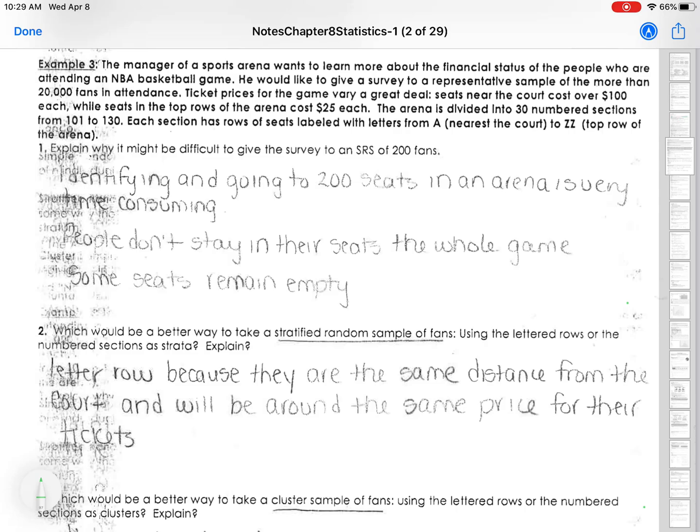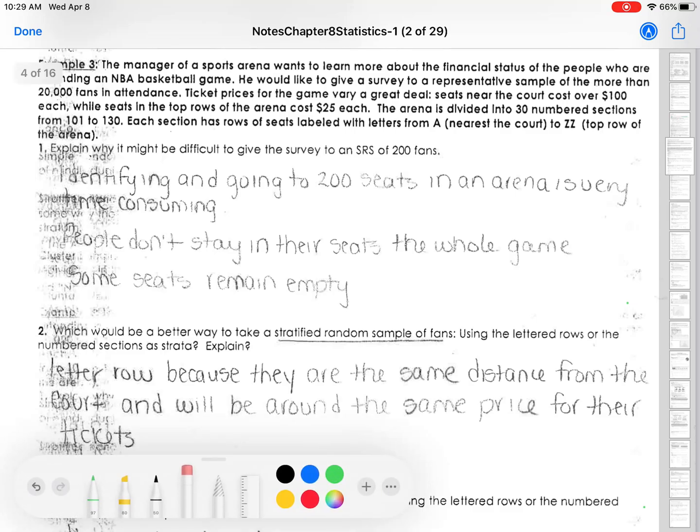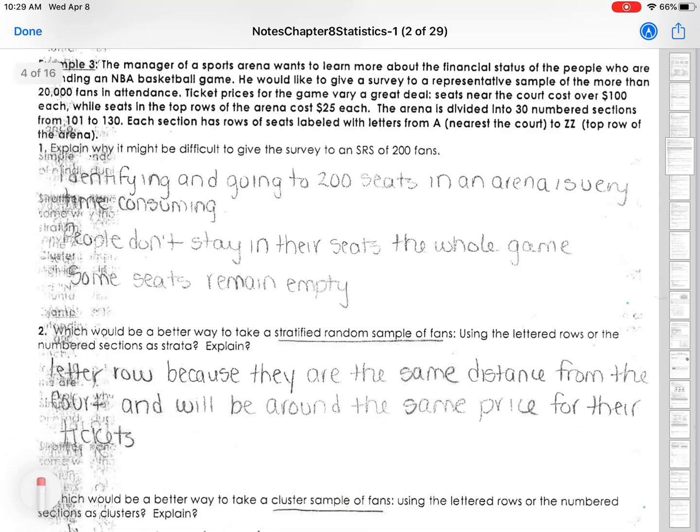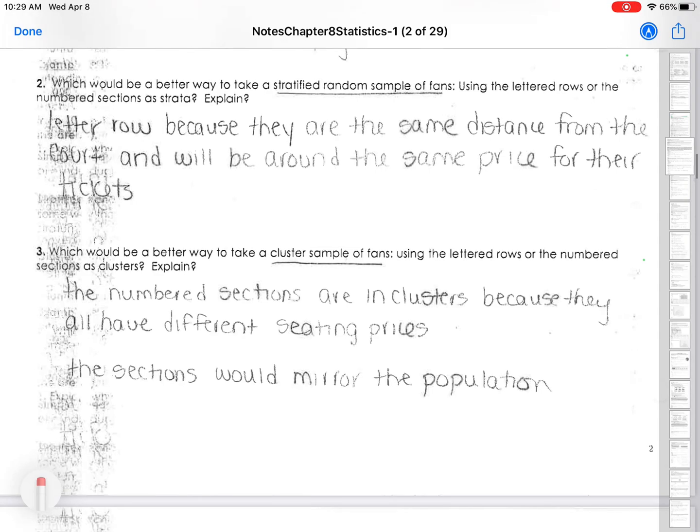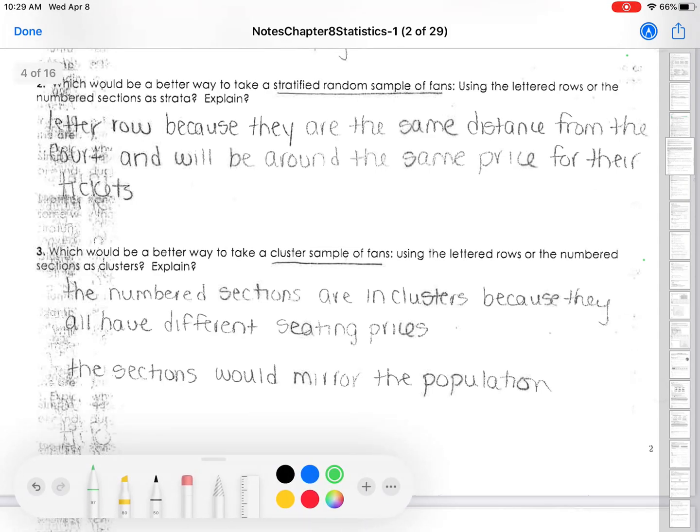And why it would be difficult is, first of all, you're identifying and going to 200 seats in an arena that holds 20,000, and that's very time consuming. People don't really stay in their seats the whole game. Some get up, they get snacks, they move seats closer if they notice people aren't sitting there, and some seats will remain empty. So it's kind of difficult to give that kind of survey to that particular type of population.